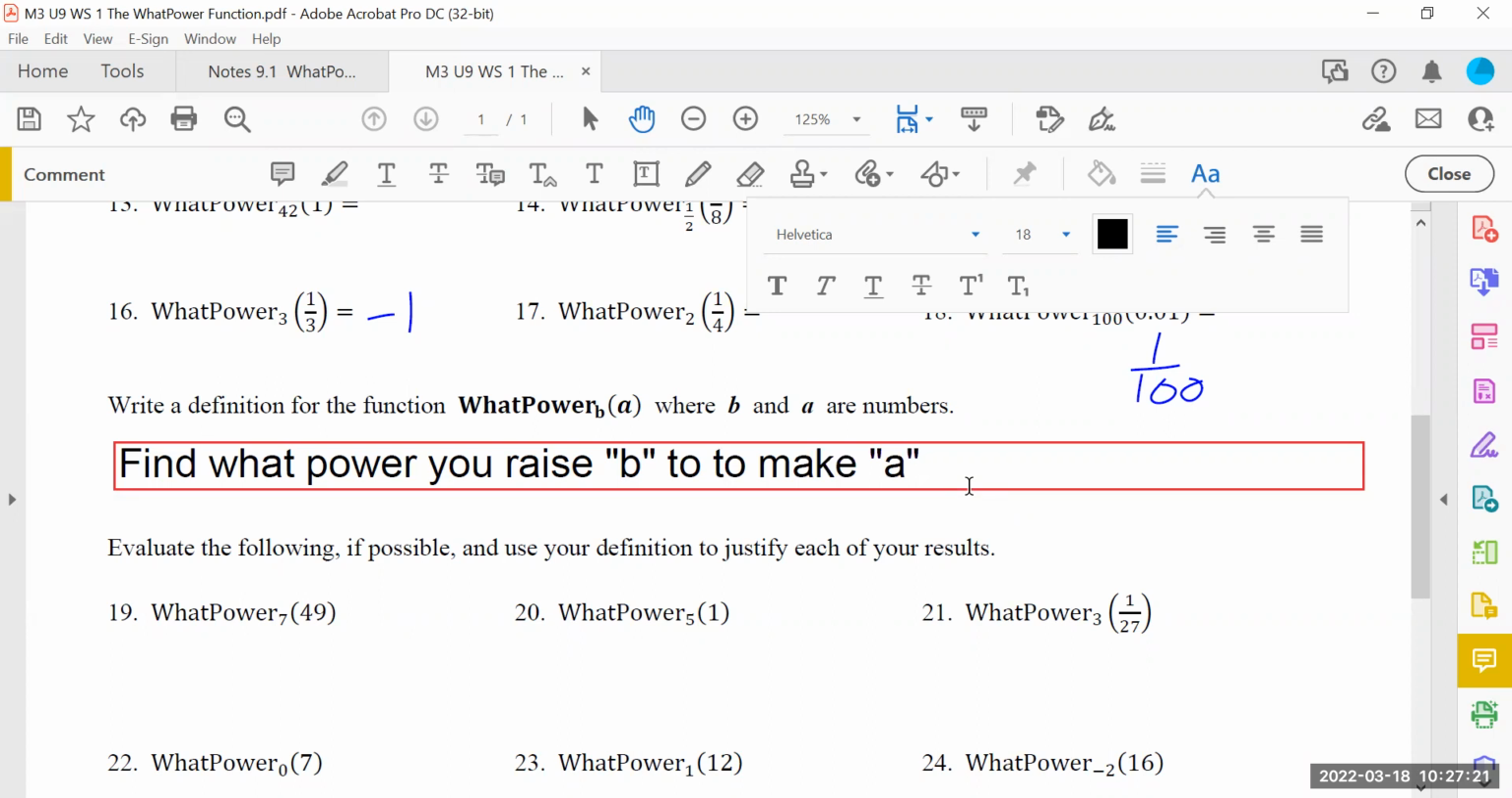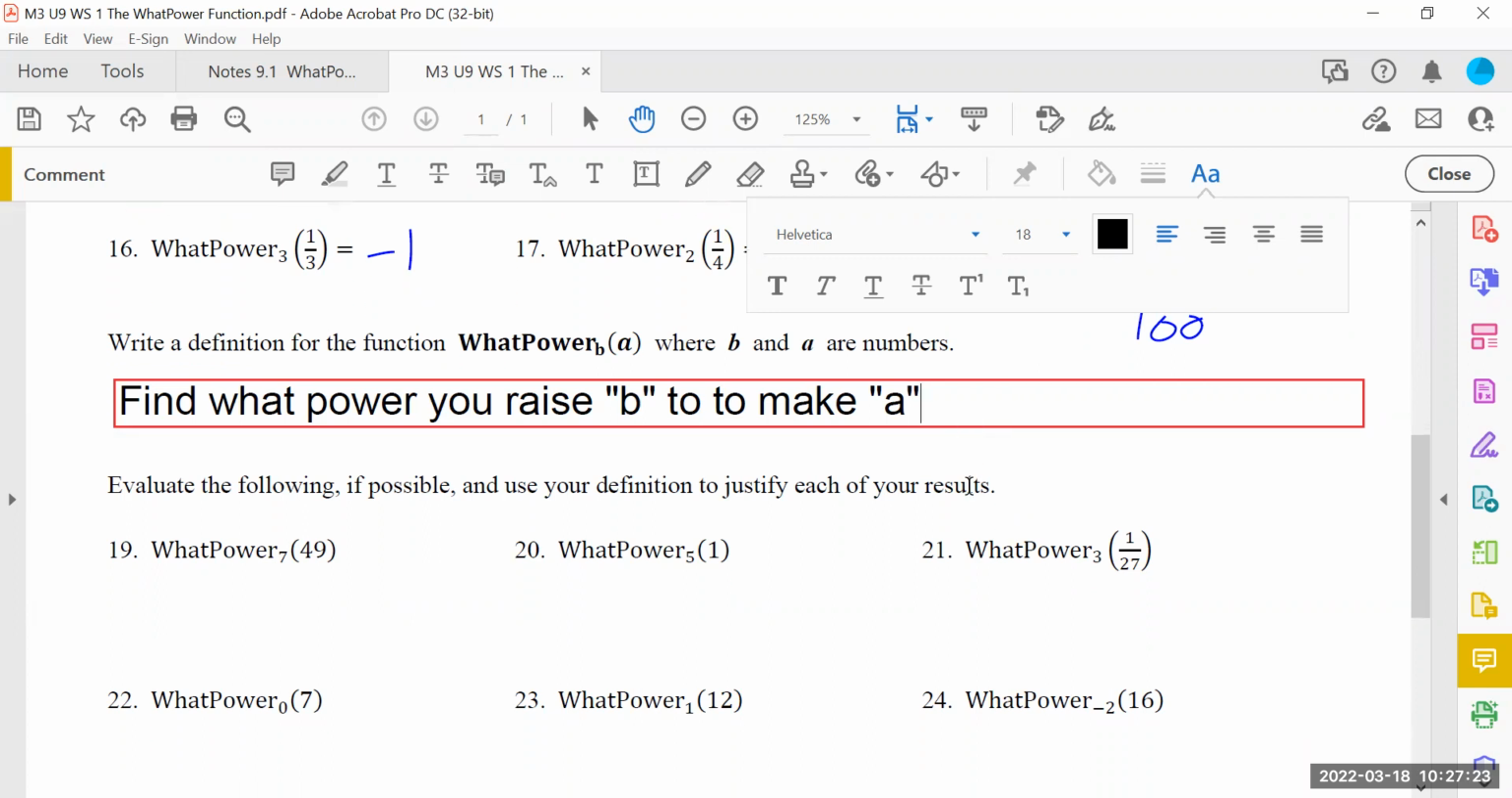So here's one example. You can use whatever wording you want to. Find what power you raise B to make A. So whatever makes sense to you, write that out.